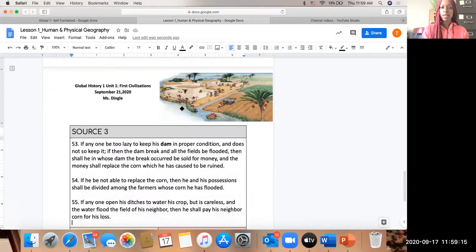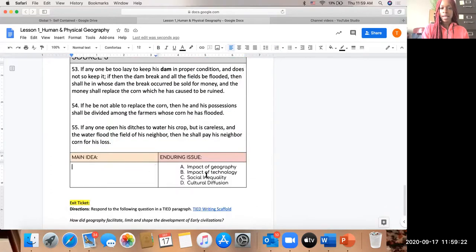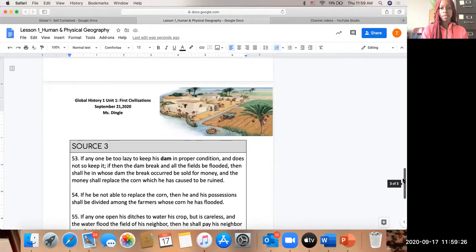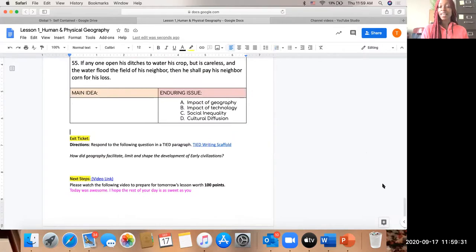You're gonna do source 3 by yourself. You're gonna annotate it, look at it, come down here, give me the main idea, and then choose your enduring issue. After the independent practice, guys, what comes next? You got it, the exit ticket. Now, the exit ticket will always be what question? The aim question. So it's never going to be something new.